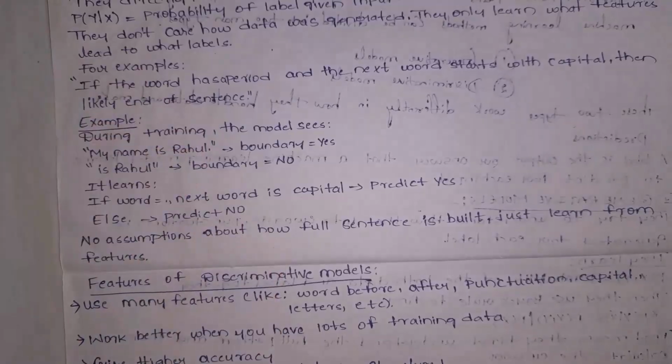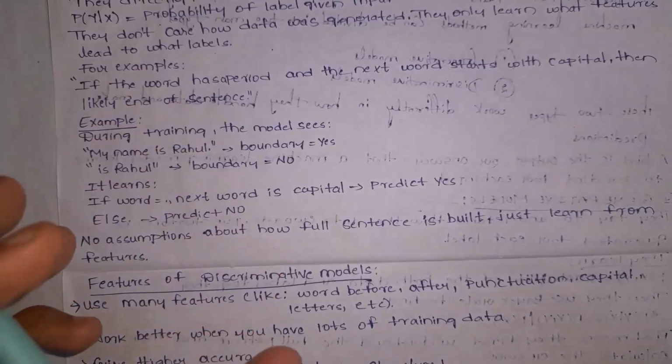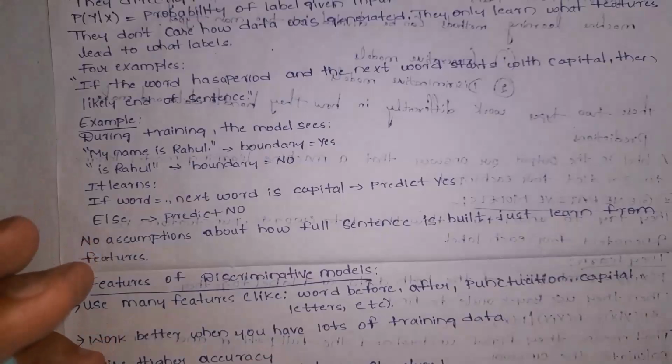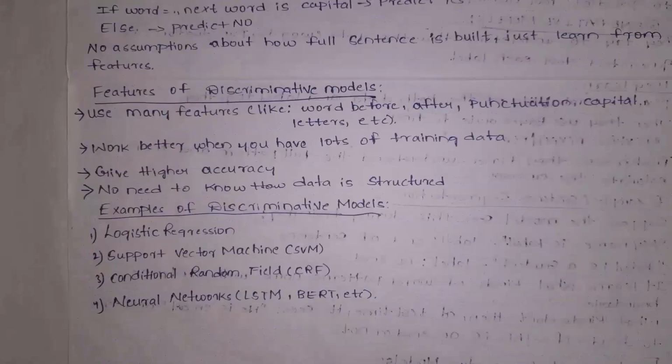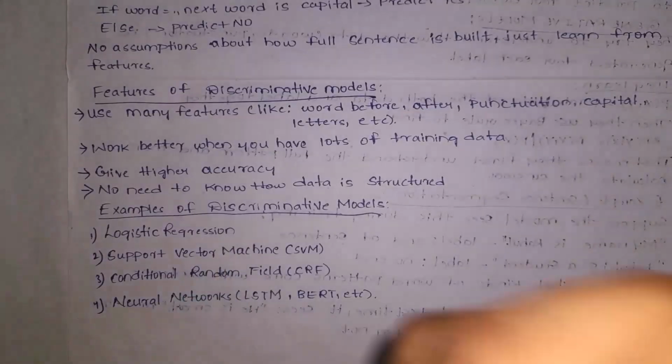So without understanding complete sentence, just by identifying features, whether there is full stop or not, this model will generate output whenever I give any input. So this model will not make any assumptions about full sentence. Just based on features, it will give output. These are features of discriminative models. Thus, we can give various kinds of features in order to train model. Like we can give word before and after characters, punctuation marks, capital letters, etc.